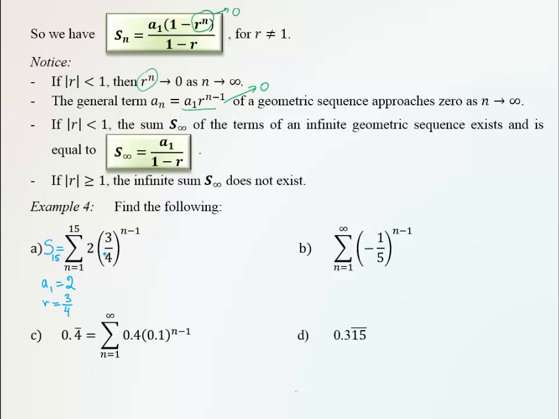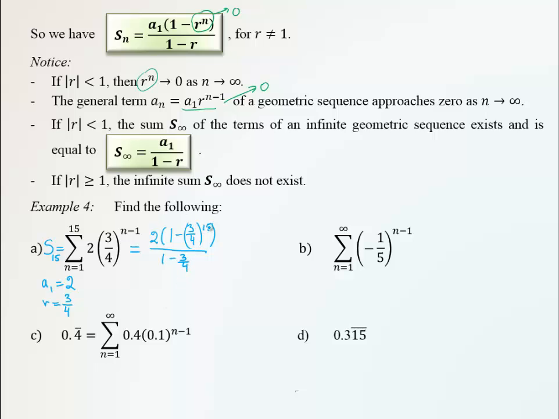Because the next term will be multiplied by 3/4, 3/4 is the common ratio. Okay, so we can use this formula for S15. We have the first term 2 times 1 minus 3/4, the common ratio, to the 15, and then over 1 minus 3/4.